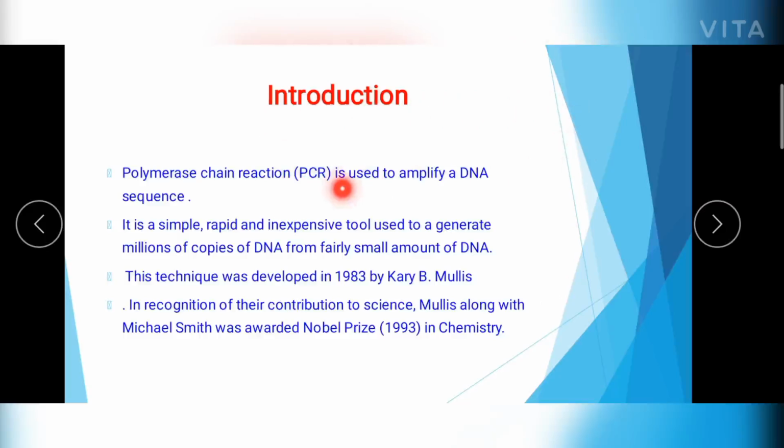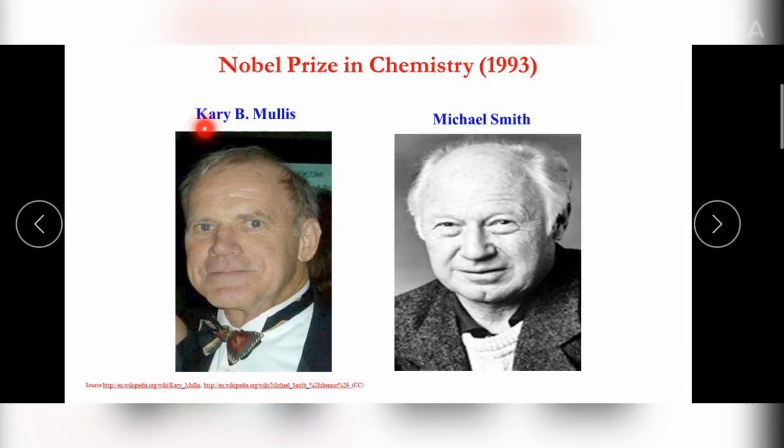The polymerase chain reaction, or simply PCR, is used to amplify the DNA molecule. The invention of this technique is a breakthrough in the field of science and technology, and you will see that this technique is a simple, rapid and inexpensive tool, and it is used to generate millions of copies of DNA from a small amount of DNA. This technique was first developed by Kary B. Mullis in the year 1983, but he was awarded the Nobel Prize in Chemistry in the year 1993 along with another scientist called Michael Smith.